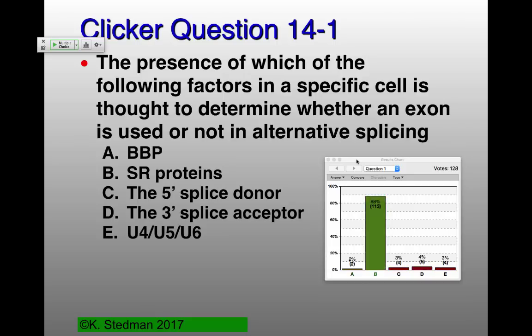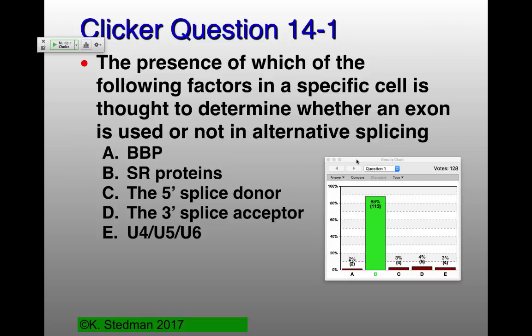So that being said, branch binding protein is important for what? Determining where that branch is going to take place. So that's also going to be interacting with U2, SR proteins determining what it is. And then 5' splice donor, I just wanted to explain this, I hadn't really talked about this too much already. So the splice donor is going to be at the end of the intron, so it's the 5' end of the intron. 3' splice acceptor, it's going to be the nucleotide at the 3' end of your intron. And then what do U4, U5, and U6 do?